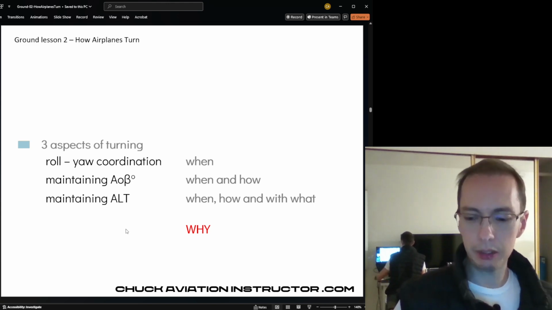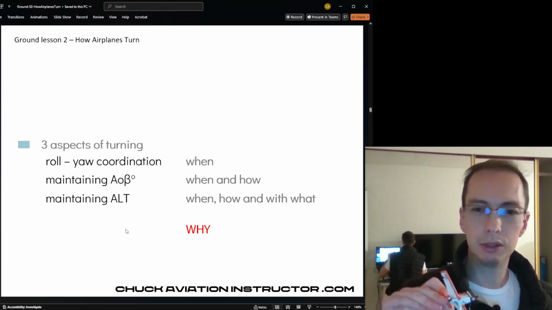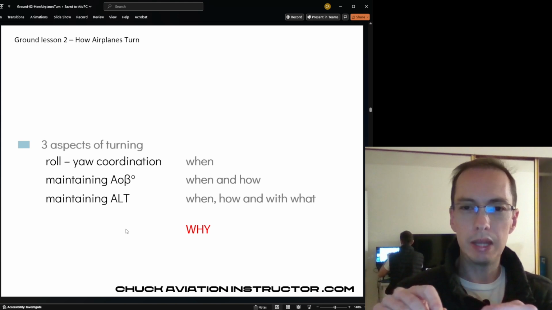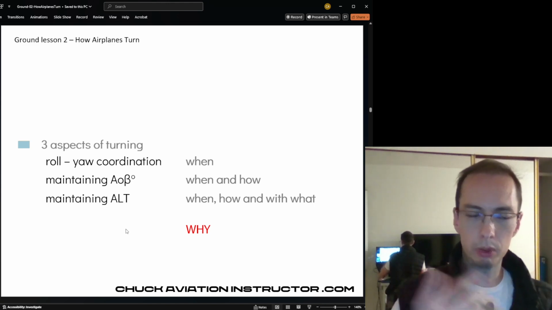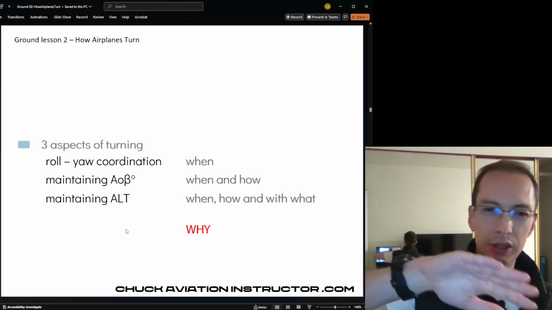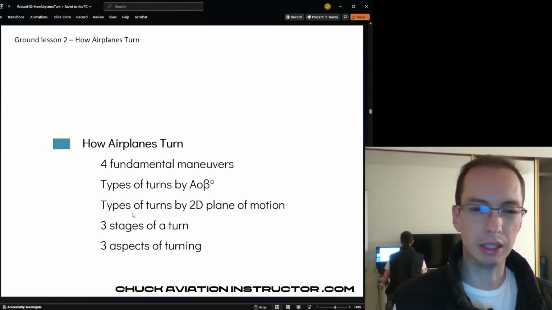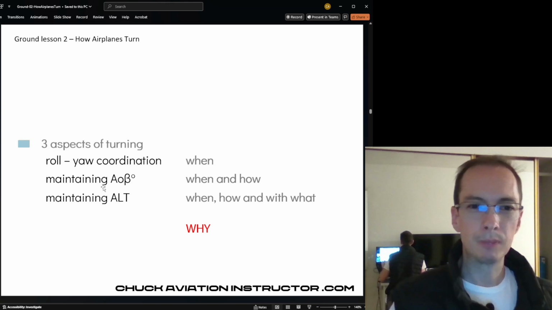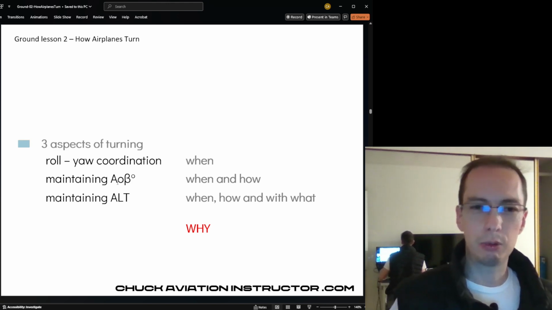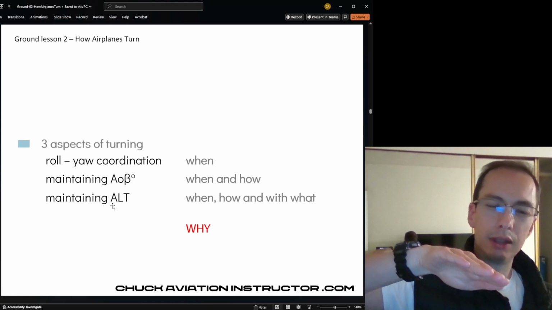And why do you do that? Why do you need to add energy and use the elevator to maintain altitude? Because if you fail to do so, you're just going to turn without maintaining altitude, and your airplane's going to descend. And the more time it spends at a bank position descending, the steeper the descent's going to be, and that's a position you don't want to be in. So those are the 3 aspects of turning: roll and yaw coordination during entry and rollout, maintaining angle of bank throughout the turn, and maintaining altitude every time that your wings are not entirely level.